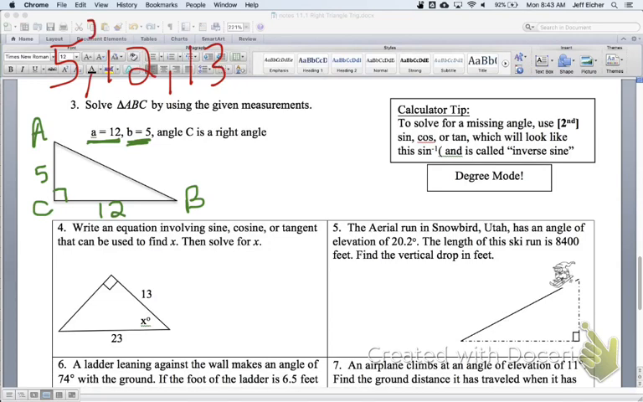You can get that by doing the Pythagorean theorem: 5 squared plus 12 squared equals 13 squared. So this is a 13. When you're asked to solve the triangle, you're being asked to solve for everything. All we need now is one of the angles. So let's just start with angle A. We know the opposite of A and the adjacent to A given in the problem. So that would be tangent. Tangent A equals 12 over 5.